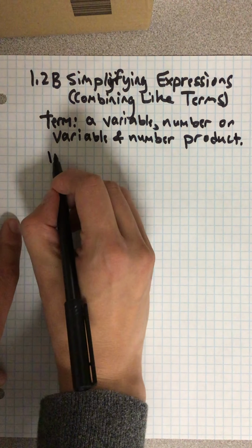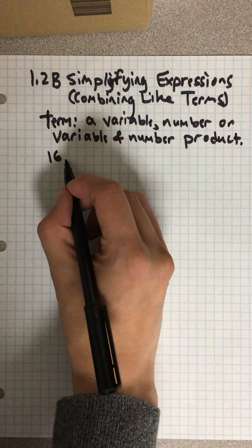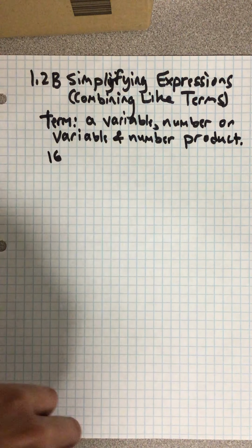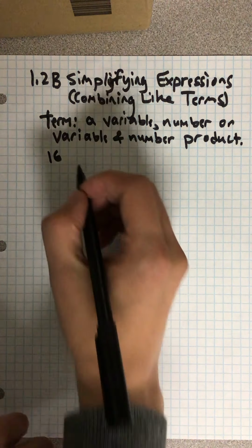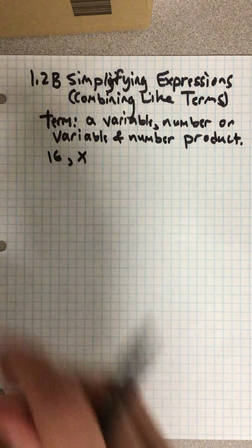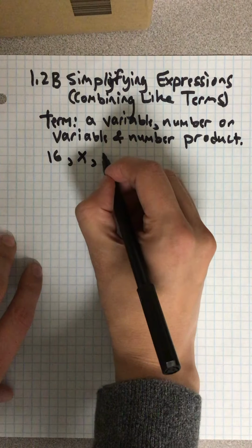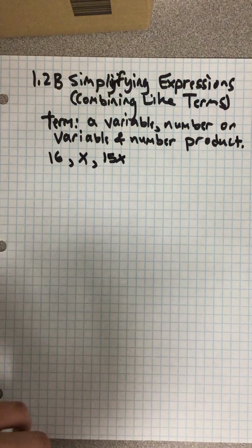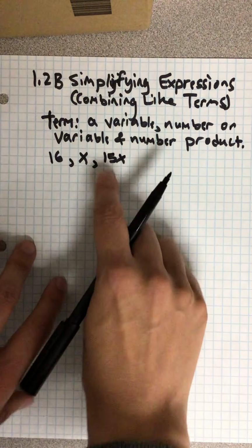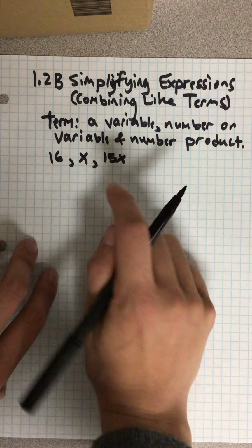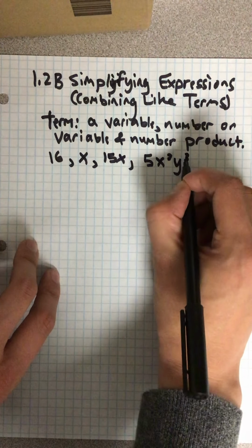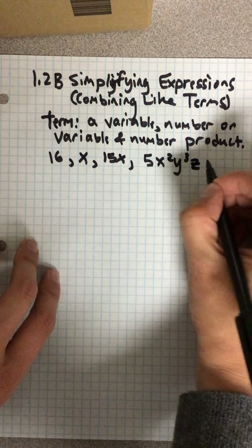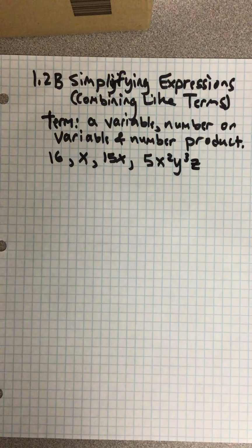So one term, for example, is 16. 16 is a number, it's a term. Normally when I'm referring to numbers as terms, I'm just going to be referring to them as numbers. I usually don't explicitly call them terms, although they technically are. x is also a term. Another term is 15x. 15x is one of our product examples. It is both a number and a variable. And if we wanted to go a little bit crazy, we could say that 5x squared times y to the third power times z is also a term. And a few things to watch out for here.